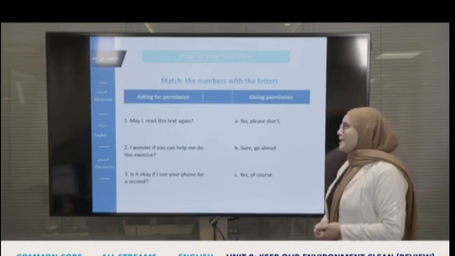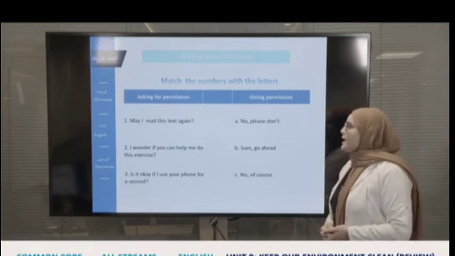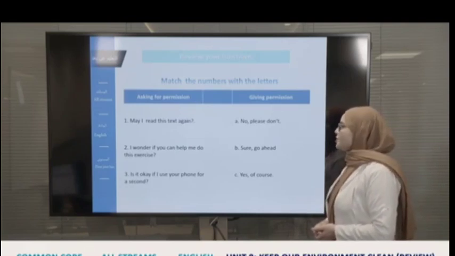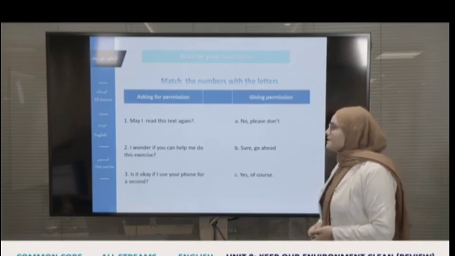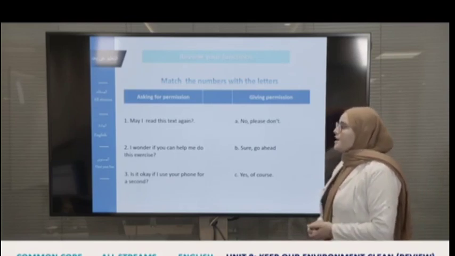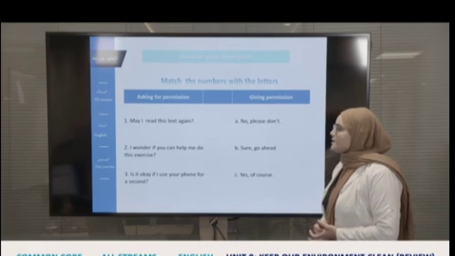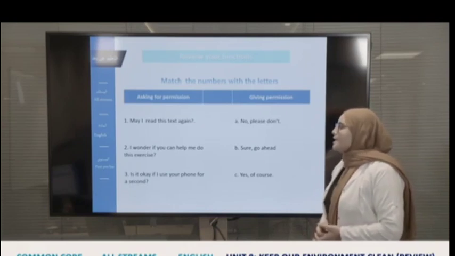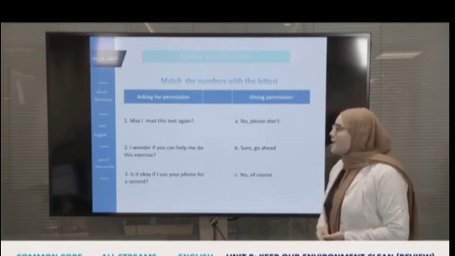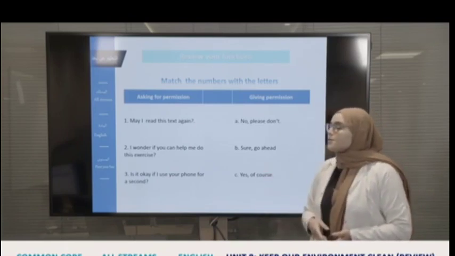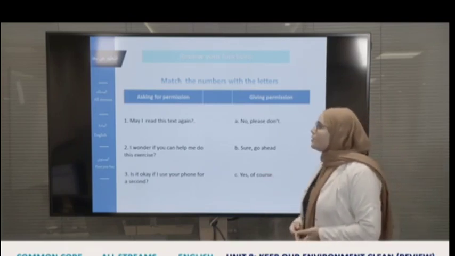Here we have to match the numbers with the letters. Here we have asking for permission and giving permission. Number 1, may I read this text again? Number 2, I wonder if you can help me do this exercise. Number 3, is it okay if I use your phone for a second? What are the expressions that we use to ask for permission? For number 1, we use may I.